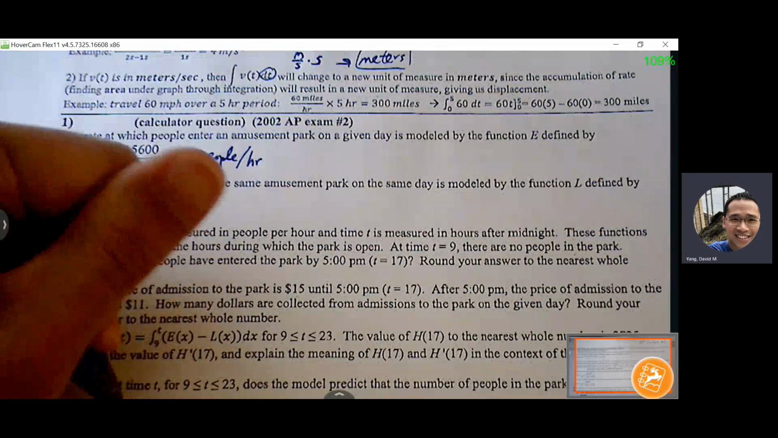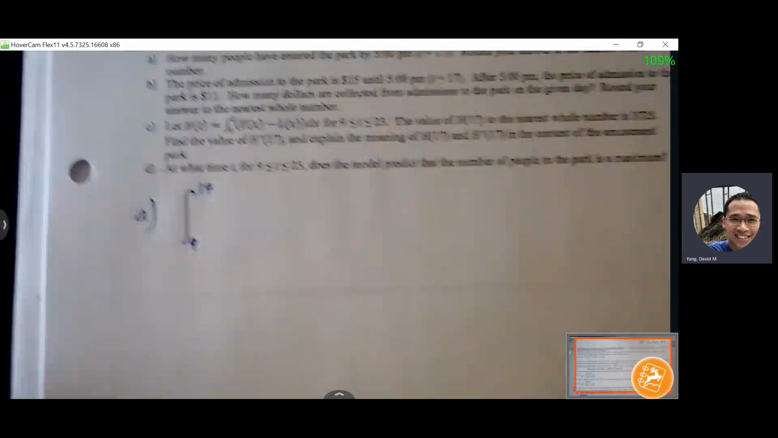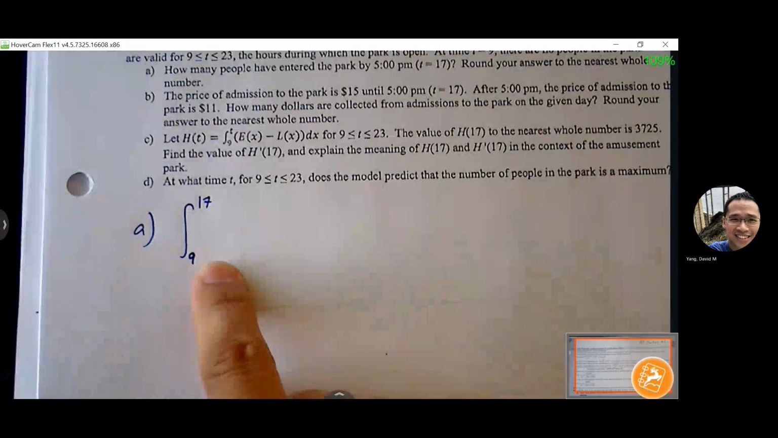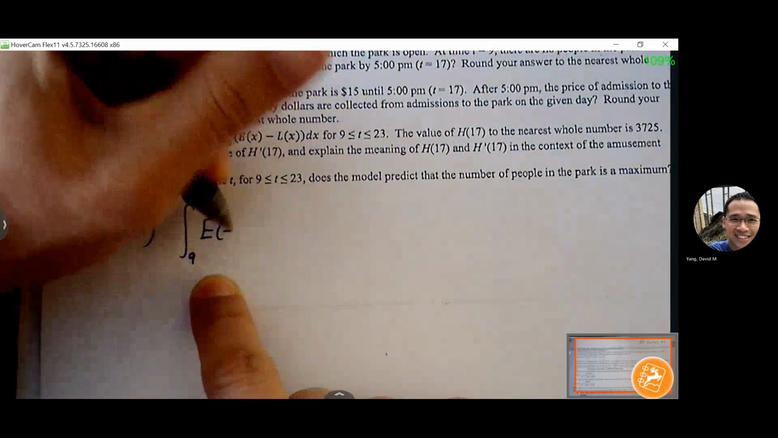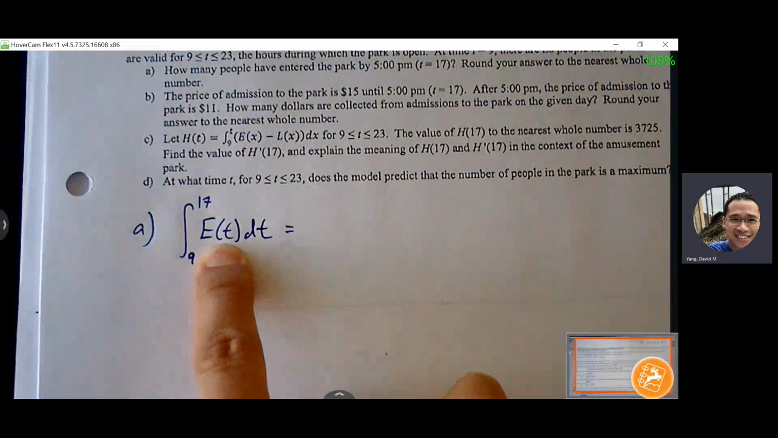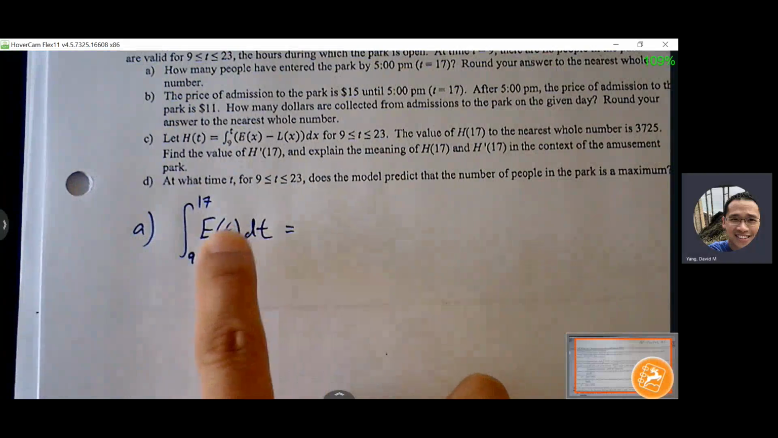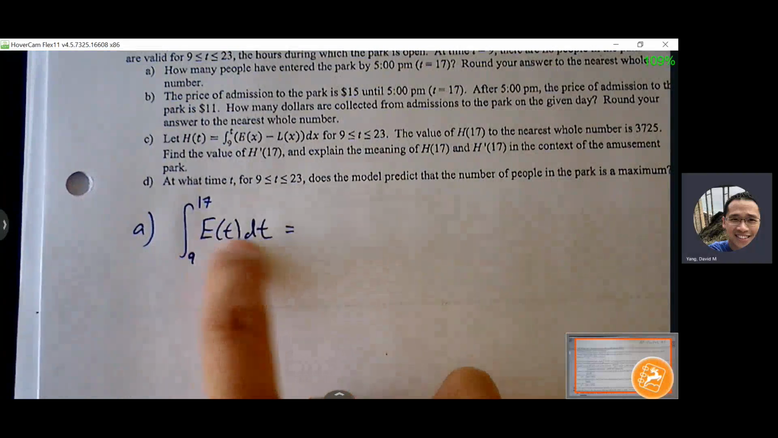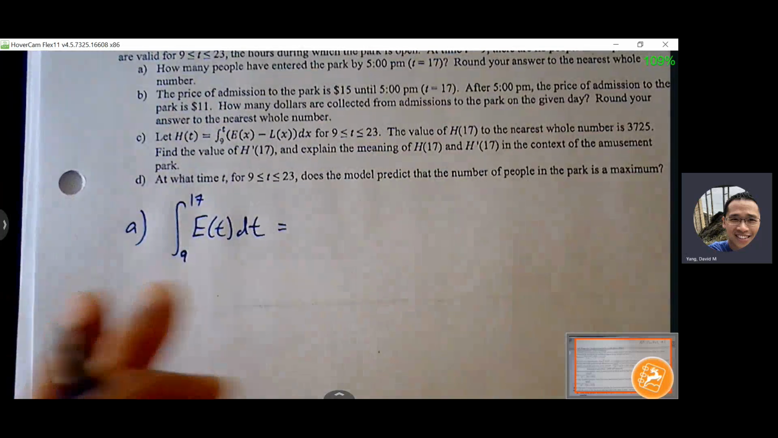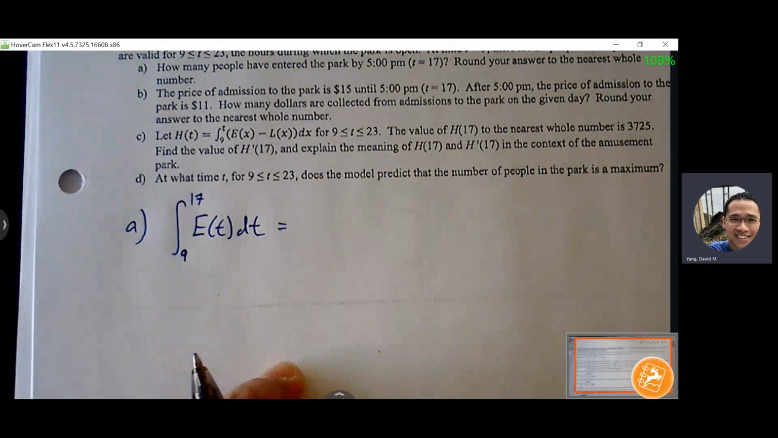From 9 to 17, because that's 9 a.m. to 5 p.m., of E of t, right? So this is people per hour. This is hour. People per hour times hour will give me the accumulation of all the people who are in the park between those hours, or who've entered the park in those hours.